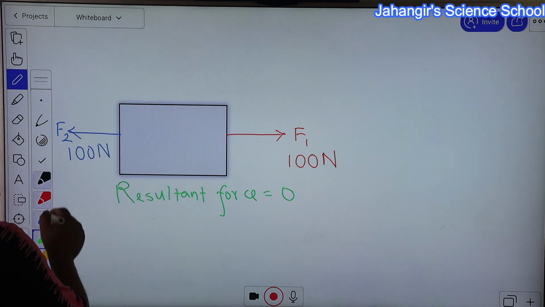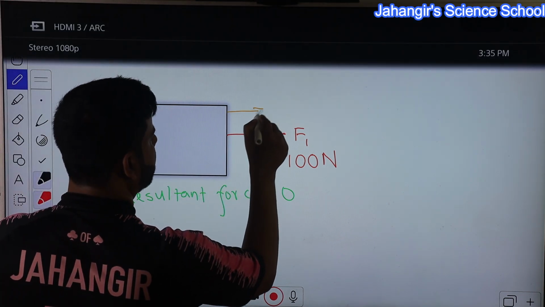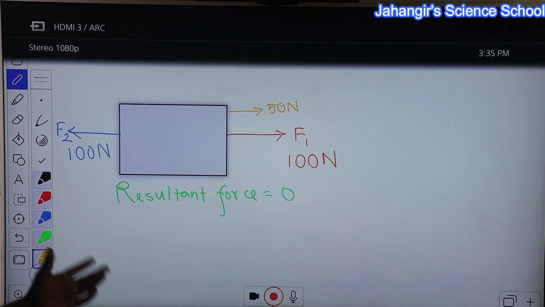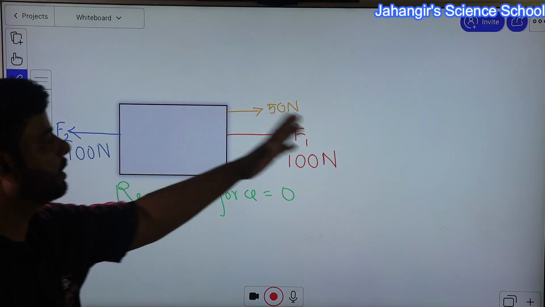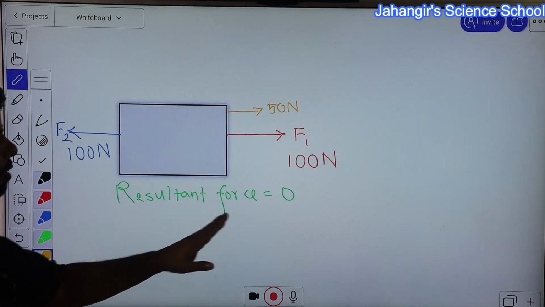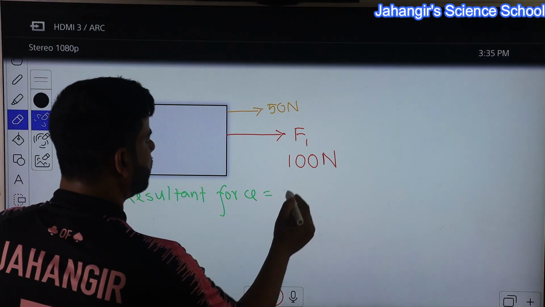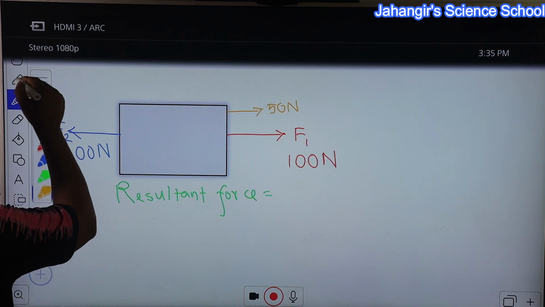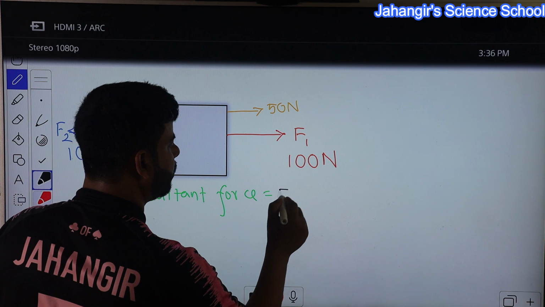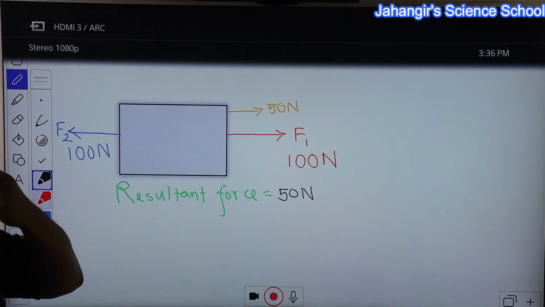If another extra force of 50 Newton acts to the right, then the effective force is 50 Newton to the right. So the resultant force is no more zero. Now the resultant force becomes 50 Newton to the right. So these forces are unbalanced force.